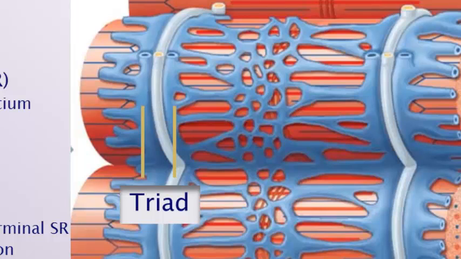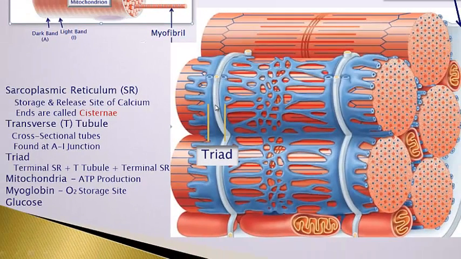Key structures here are going to be found in this complex right here called a triad. Right here in the sarcoplasmic reticulum, the terminal ends we call the terminal cisternae. So this terminal cisterna plus this terminal cisterna and the T-tubule in between is the place we call the triad. The triad is the place from which the calcium physically is going to be released when we get to the physiology. So we'll come back to that triad.